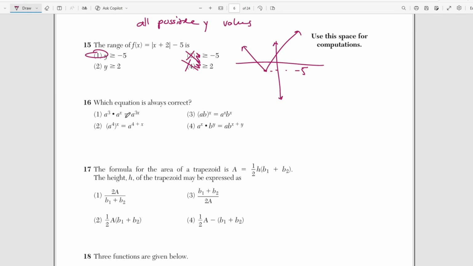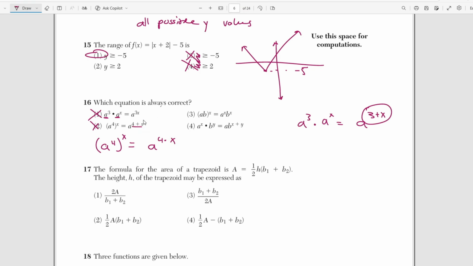Number 16 asks us which equation is always correct. In this case, remember that when you're multiplying two exponents that have the same base, that's the same thing as adding their exponents. So a to the power of 3 times a to the power of x is the same thing as a to the power of 3 plus x because they're both raised to the same base. Okay, choice 2 is wrong because a to the power of 4, raised to the power of x, is equal to a to the power of 4 times x, not plus x.